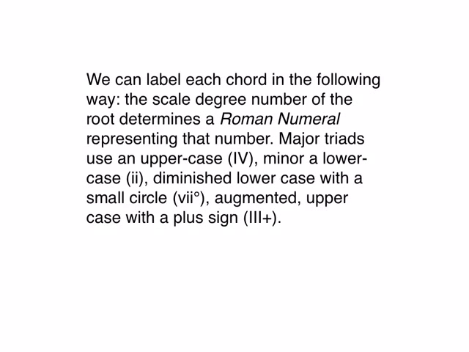We label each chord in the following way. The scale degree number of the root determines a Roman numeral representing that number. So scale degree 1 will have a Roman numeral 1. The root of scale degree 2 will have a Roman numeral 2, etc. Major triads use, by convention, an uppercase Roman numeral. The minor triads, a lowercase. Diminished, a lowercase with a small circle. Augmented, an uppercase with a plus sign.